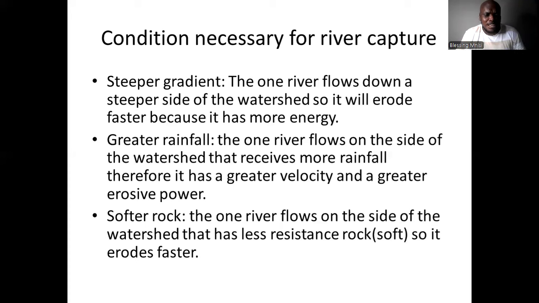Softer rock. The one river that flows on the side of the watershed that has less resistance to erosion, or your softer rock, erodes faster. So you also have a necessary condition, your softer rock, because the river that flows on the side of the watershed that has rocks with less resistance to erosion will be able to erode faster.